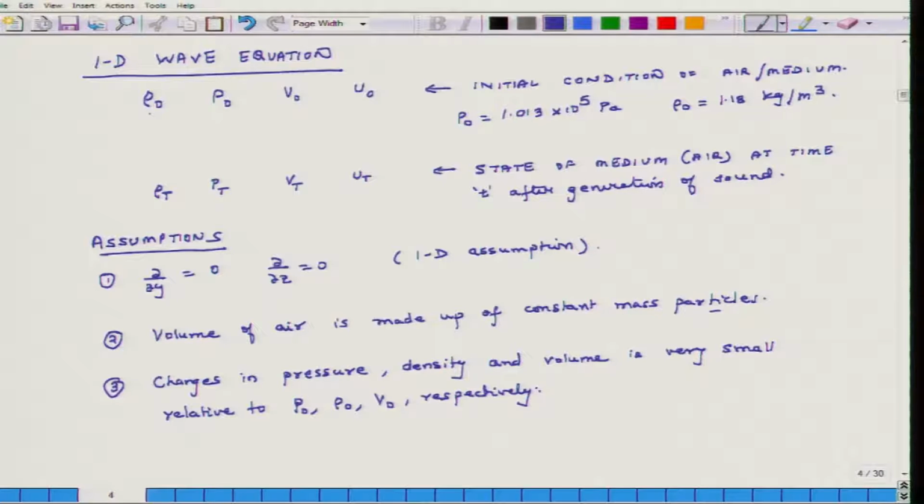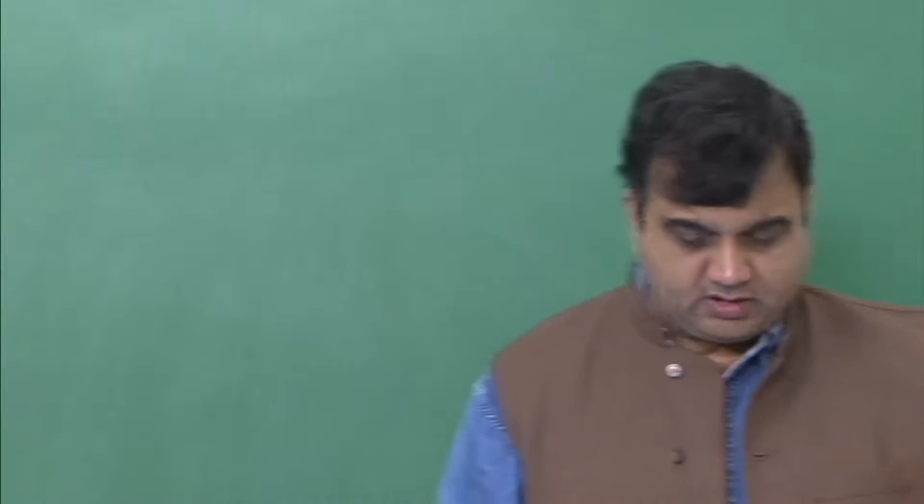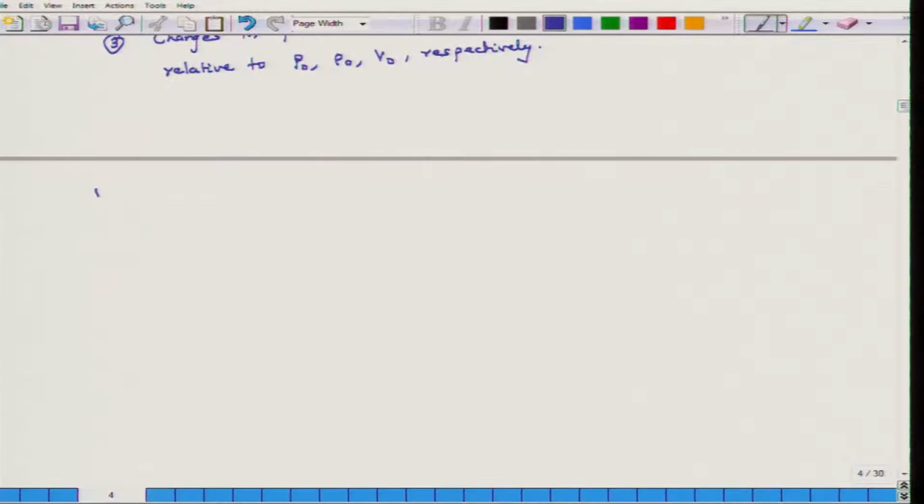Okay. So, these are the three important assumptions. What the third assumption means is that compared to the initial pressure, which was atmospheric pressure, the fluctuations in pressure in the medium at every point are extremely small, and the same is true for density as well as volume. With this understanding, I can express pressure, and we know that pressure is going to change only in one direction, which is x, and it can also change with respect to time.